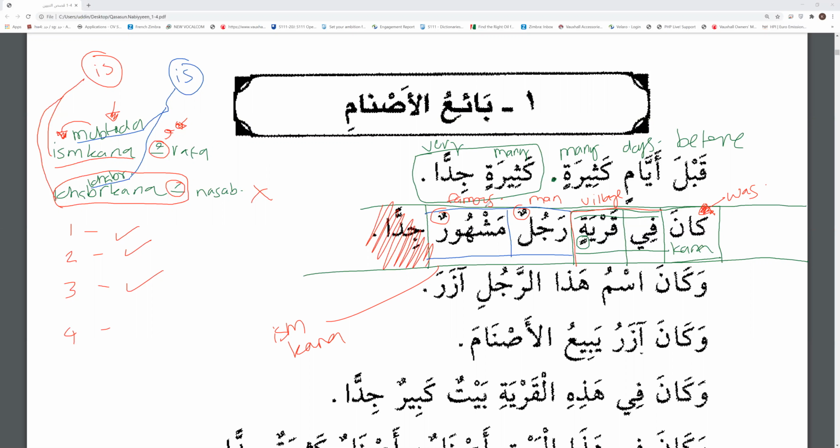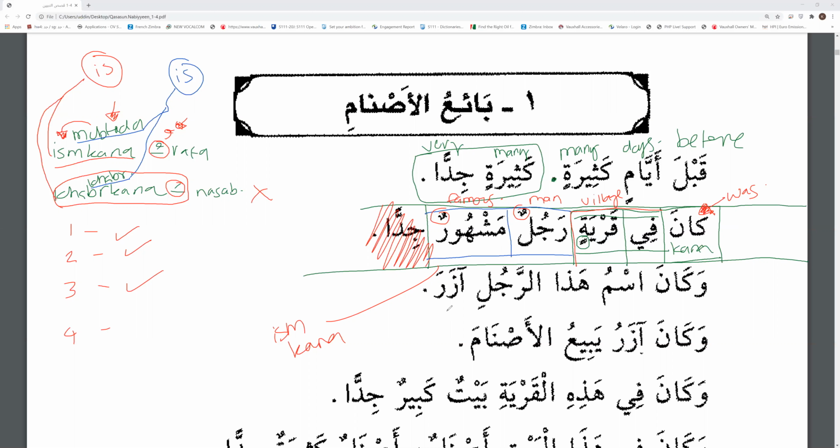Do you get it? So if you just translate this for me. A famous man was. What does fi mean? In. And what's this? Village. So just translate that now. A famous man. There has been a famous man in the place. That's it. You guys have done it. You know that this is the main topic. So what's the main topic here?